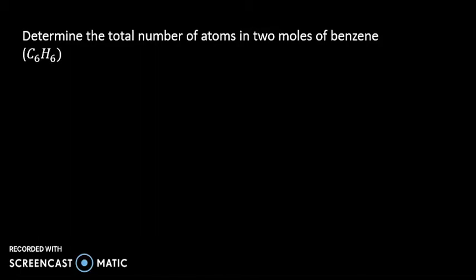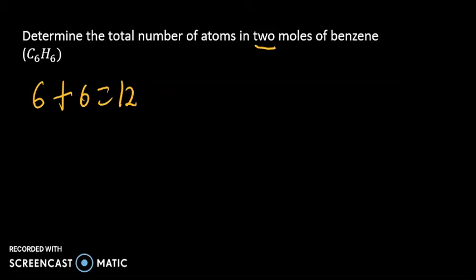Our second example: determine the total number of atoms in 2 moles of benzene. Remember the difference between the first and the second question is that the second question says 2 moles. So there are 2 moles of benzene. They didn't ask us to find the number of carbon or hydrogen, they say the number of atoms. So since they say the number of atoms, we simply add 6 plus 6, that's 12: 6 carbon and 6 hydrogen.